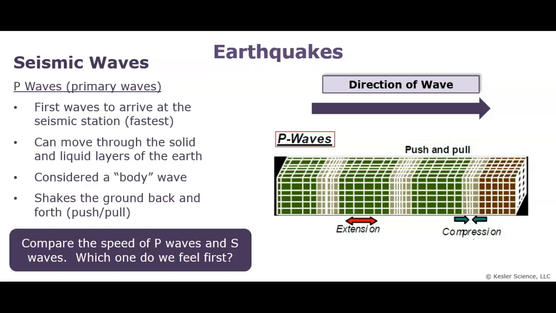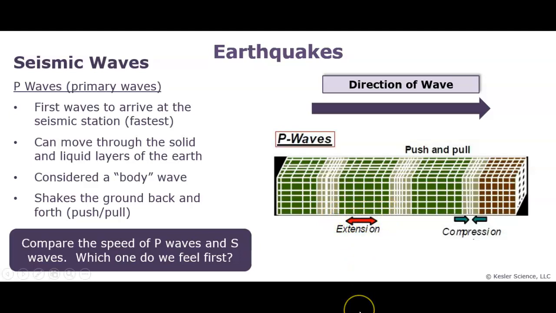And the last thing that you need to know about the P waves, or the primary waves right now, is that they shake the ground back and forth. It's a pushing and pulling motion, where, as you can see in this diagram over here, there are places where it gets compressed, and there are places where the rocks get stretched out or extended.